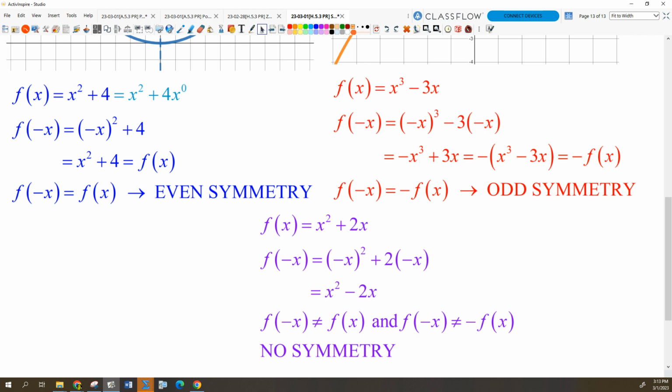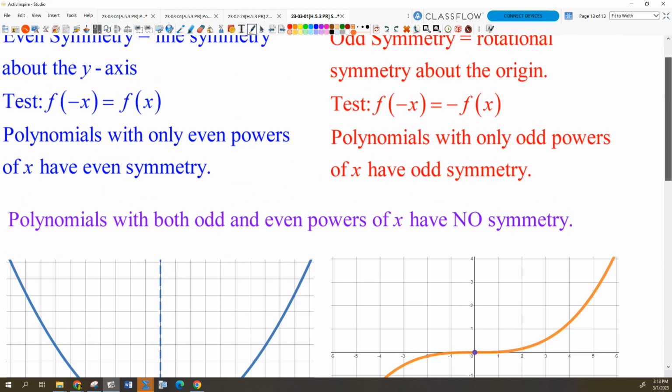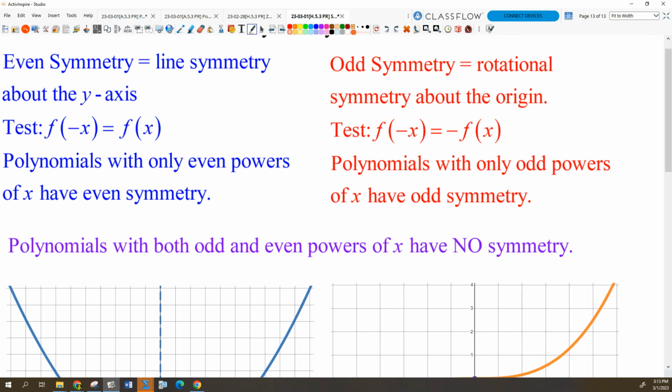How could we have done this without even having to do the test for symmetry? Do you see a pattern? How could we have told that that blue polynomial was going to have even symmetry? Okay, all of the exponents were even, right? Every exponent was even. The red case, every exponent was odd, because remember, x is the same thing as x to the 1, right? So we have kind of a cool rule here then. We know that polynomials with only even powers of x have even symmetry. Polynomials with exclusively odd powers of x are guaranteed to have odd symmetry. You don't even have to do the test.